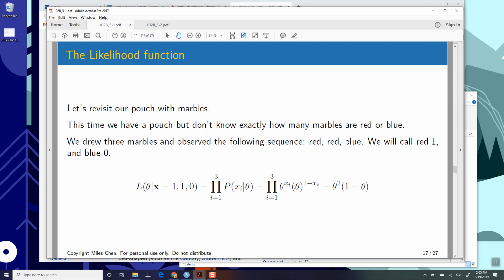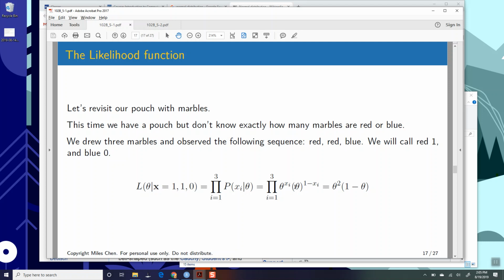Is it 50% red and 50% blue? Then that would be 50% red, 50% red, 50% blue. I have a total probability of 0.125, or total likelihood of 0.125. Is it 40% red? If it's 40% red, it would be 0.4 times 0.4 times 0.6, whatever that is.